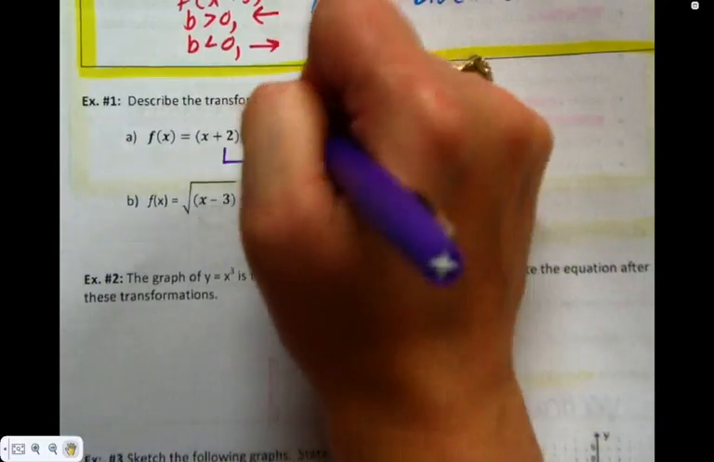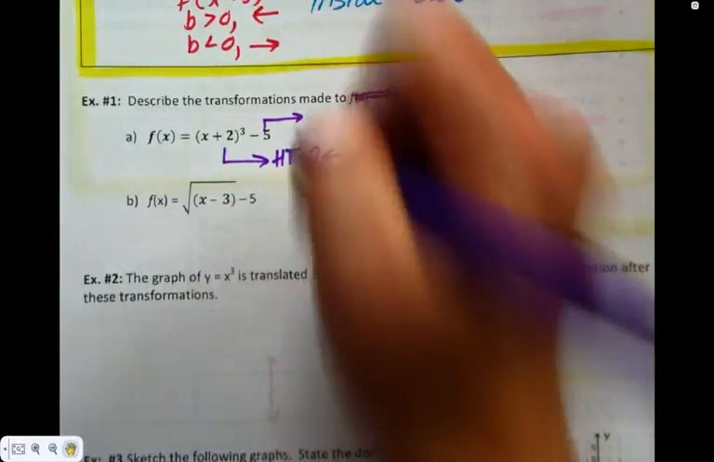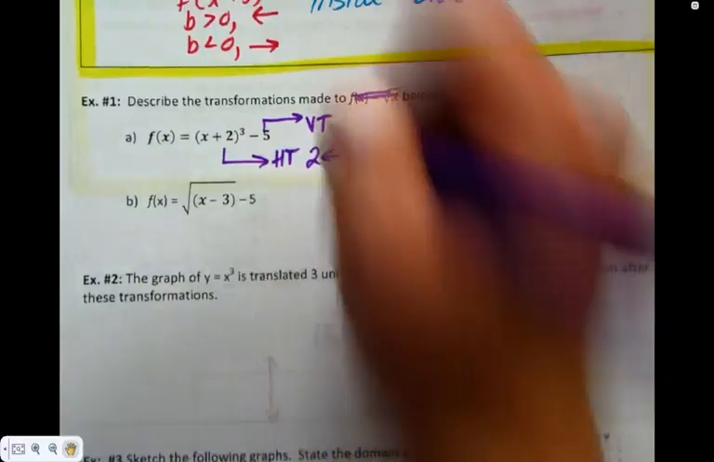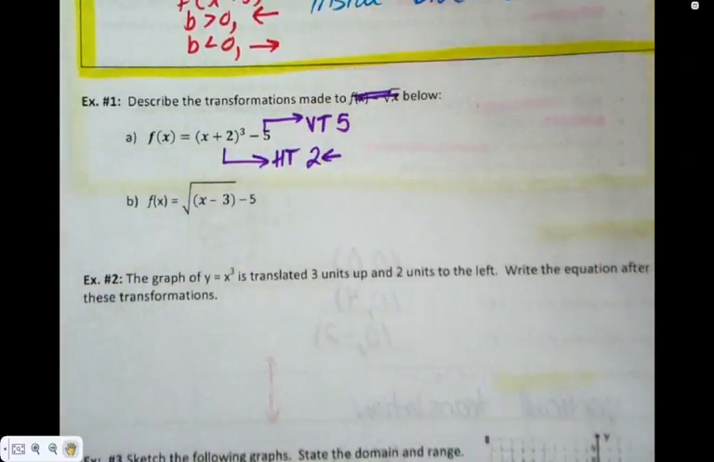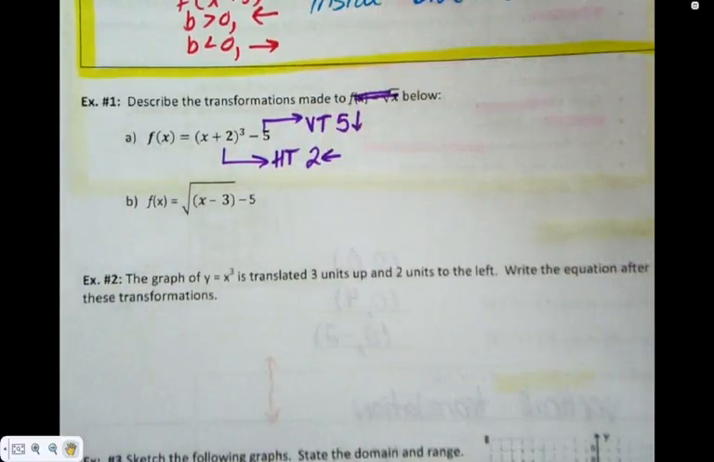Now I'm going to grab the -5. Because the -5 is outside the brackets, that tells us it is a vertical translation. Because it's a negative number, it is 5 units down. I have now fully answered question A, and I didn't use a single word. Describe the transformations, there they are.